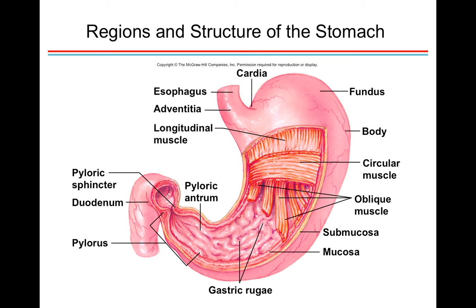And then from here, the partially digested food can pass on to the first segment of the small intestine, which is called the duodenum. Here again is the esophagus, right here's the inside of the stomach, and then again we see the passage, and there's another sphincter. Remember I mentioned there's one sphincter entering the stomach, there's another sphincter going from the stomach to the small intestine. The first segment of the small intestine is called the duodenum.